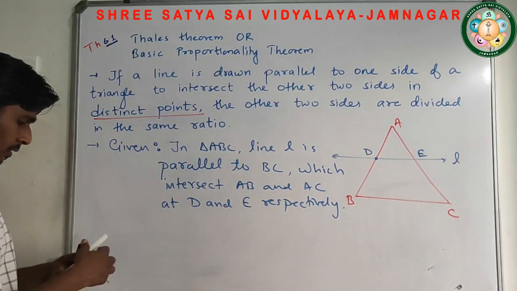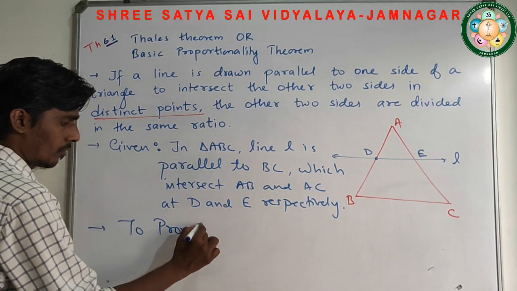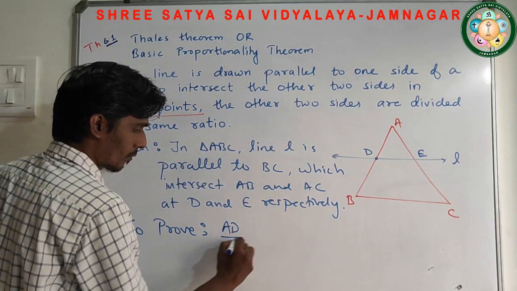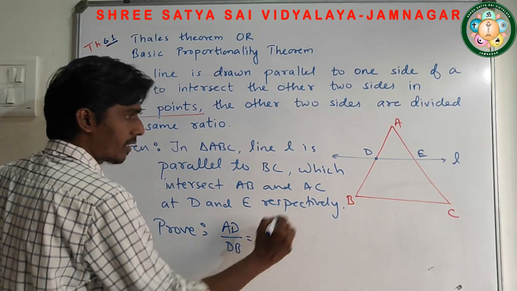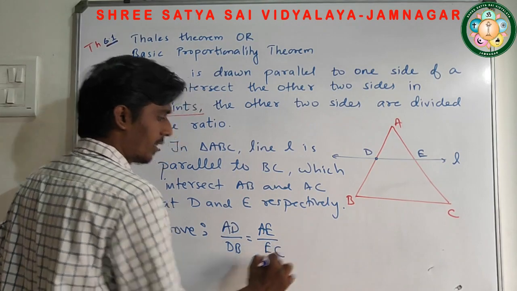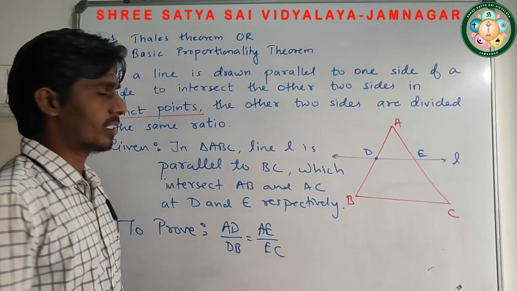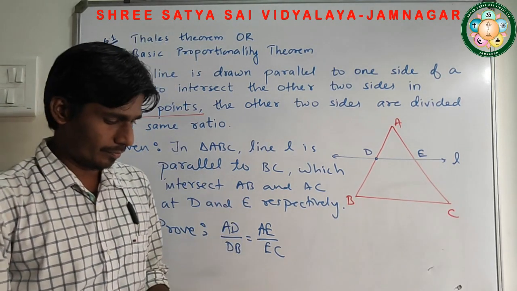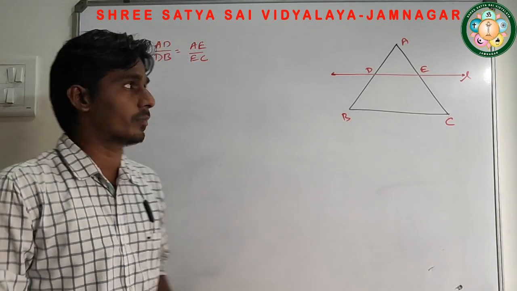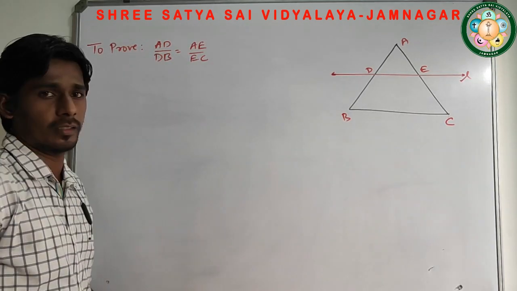Now what are you going to prove here? To prove that AD upon DB is equal to AE upon EC. So this is what we are going to prove in this Thales theorem. So let's start with the proof of Thales theorem. Already we have written, to prove AD upon DB is equal to AE upon EC.